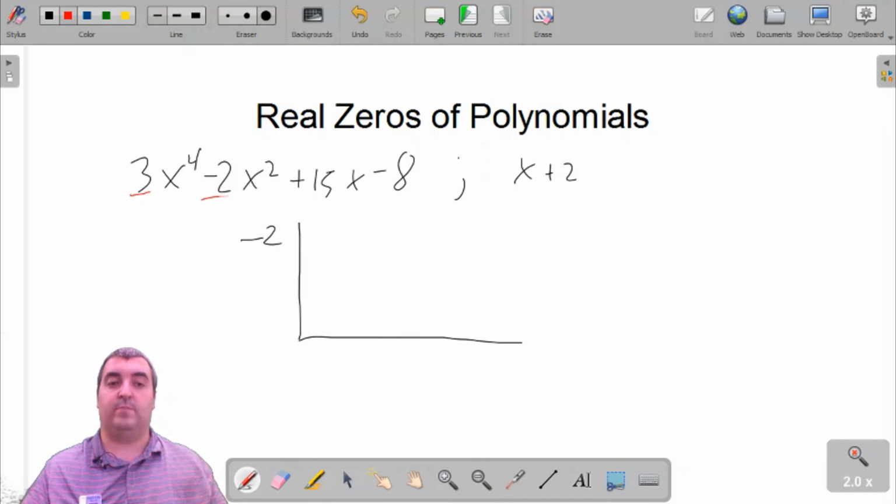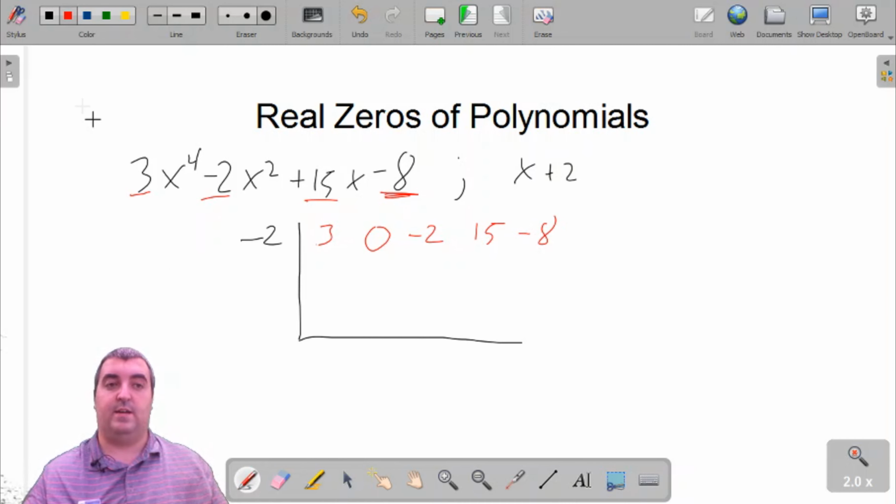You always put the zero out here, and then you put the coefficients of your x and the constant term. Now, something you have to be careful with is, are you missing any terms? So we have 3 from x to the 4th. That's the highest. X to the 3rd would be next, but we don't have that, so we have to put a 0 in. Don't forget about the 0. People do that all the time, and it messes them up. You don't always need one, but when you do, you have to have it. So then negative 2, positive 15, and then negative 8.